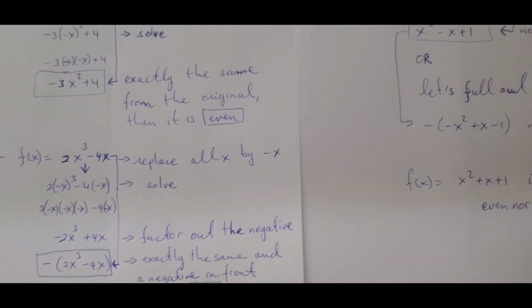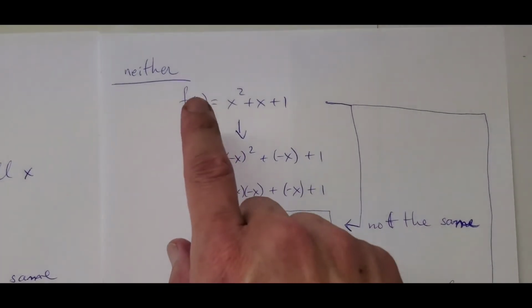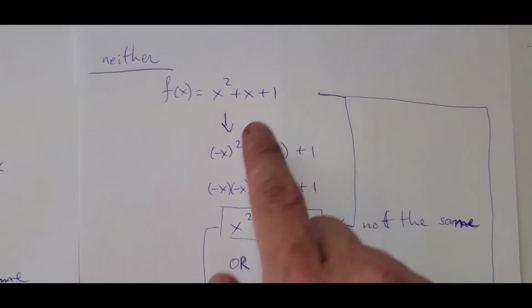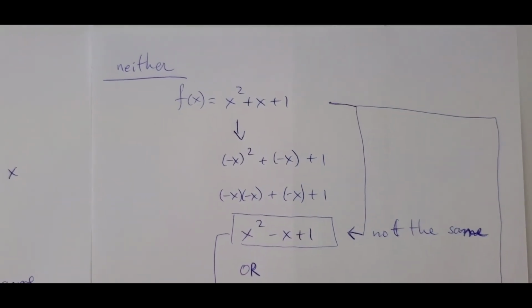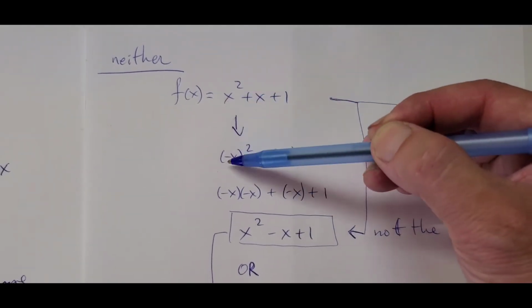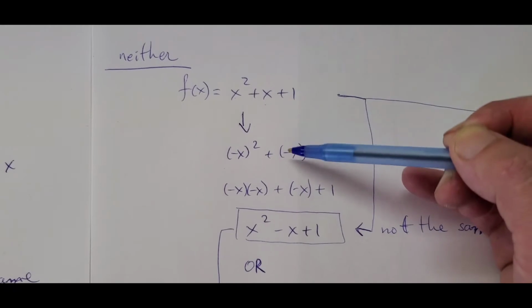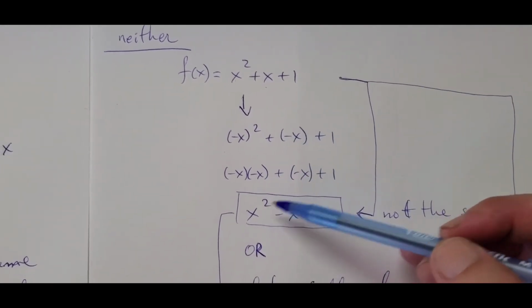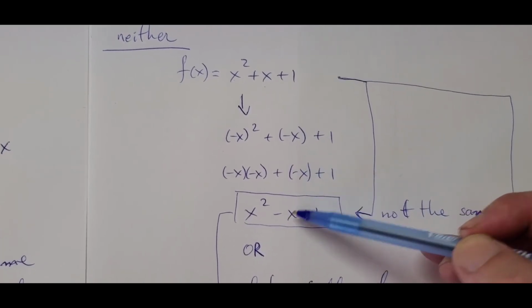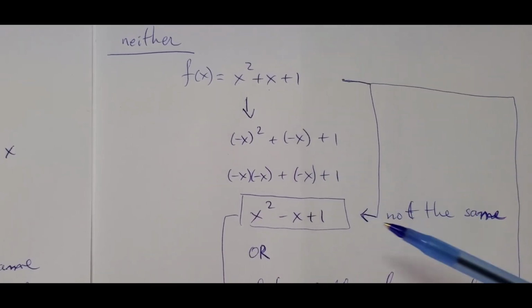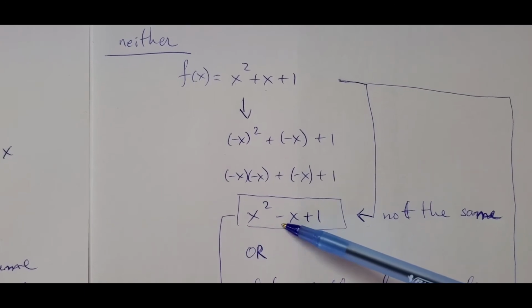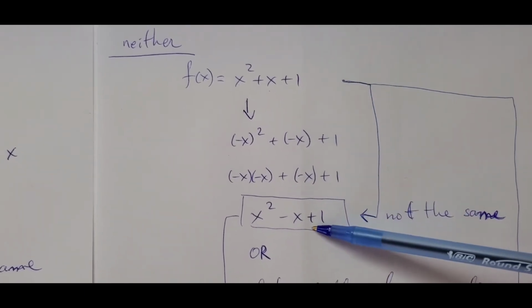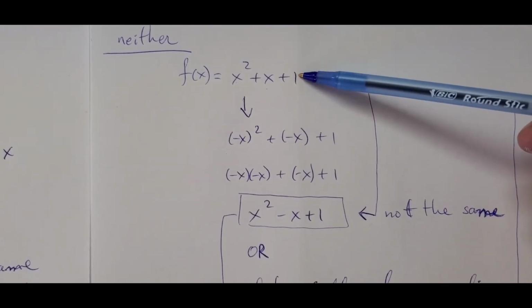Now what happens when it is neither? Here is an example of a neither: x squared plus x plus 1. The same rule applies. Replace all x by negative x. Here I have x squared plus a negative x, which is minus x, plus 1. If you look at this very carefully, this is not the same as the original.